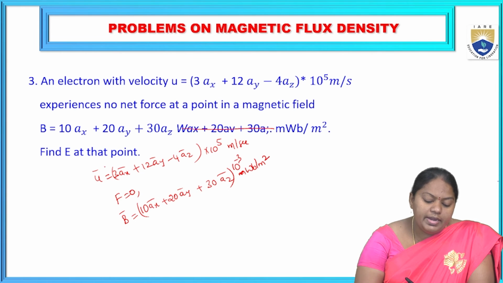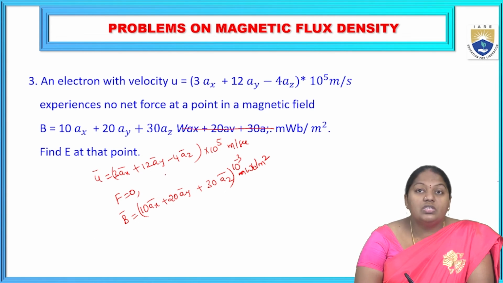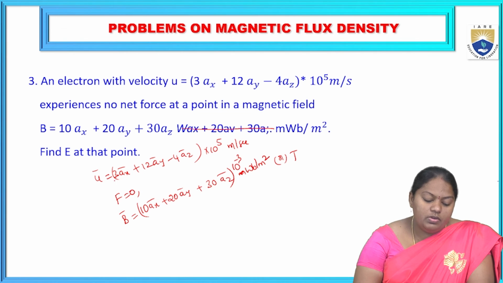Now find E at this point. So we have got the U value as 3ax plus 12ay minus 4az into 10 power 5 meters per second, and the B value as 10ax plus 20ay plus 30az milliweber per meter square or Tesla. Then based upon this U and B, we are going to evaluate the E value.